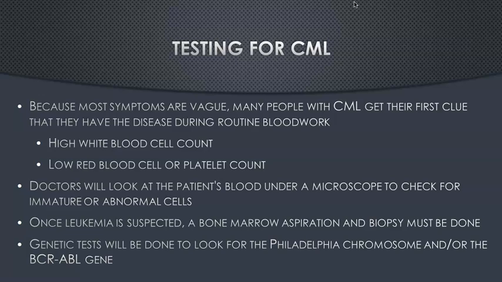And then a doctor can look at your blood under a microscope and be able to see if there are immature or abnormal cells. And if they do suspect that you have leukemia, they're going to order a bone marrow aspiration and biopsy, where they take a sample of your bone marrow from your pelvic bone. And genetic tests will also be done to look for the Philadelphia chromosome or the BCR-ABL gene.